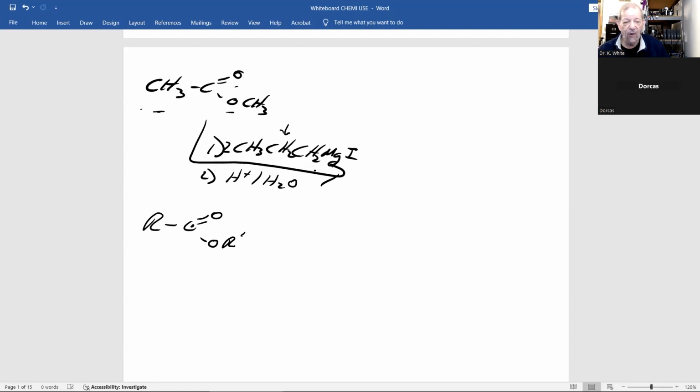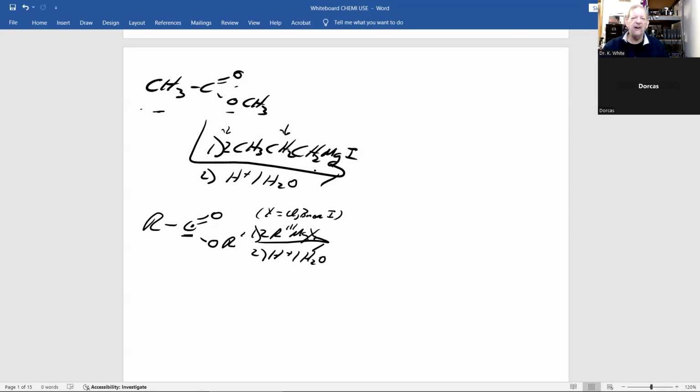Now here, we've got two. And that's a Grignard. Remember, X can be chlorine, bromine, or in our case, iodine. Second step, acid, water. Keep your eye on the carbonyl carbon because that's where the fun is.